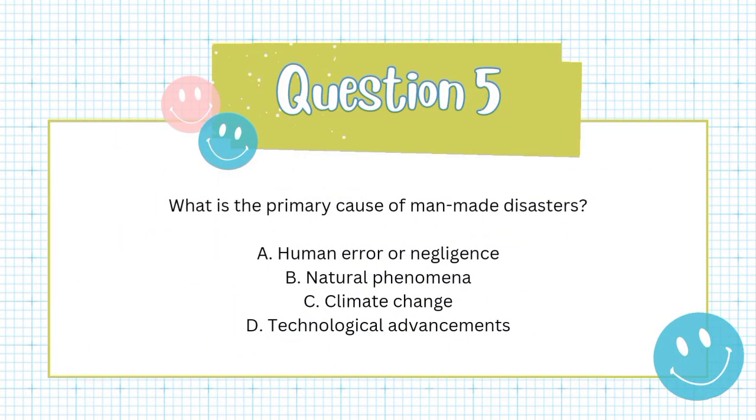5. What is the primary cause of man-made disasters? A. Human error or negligence. B. Natural phenomena. C. Climate change. D. Technological advancements. The correct answer is A. Human error or negligence.